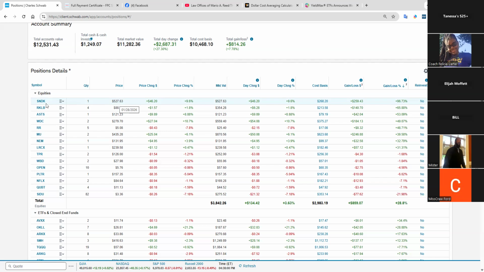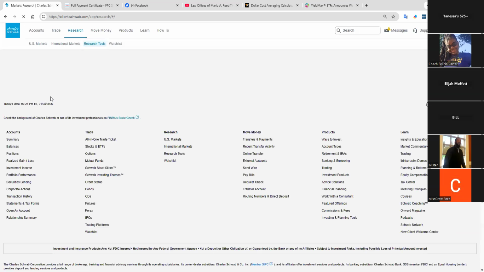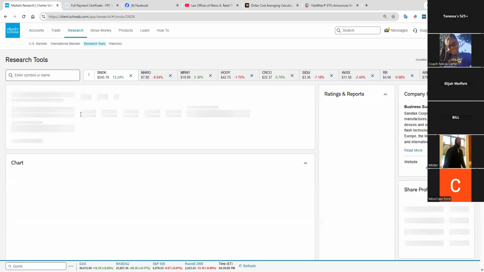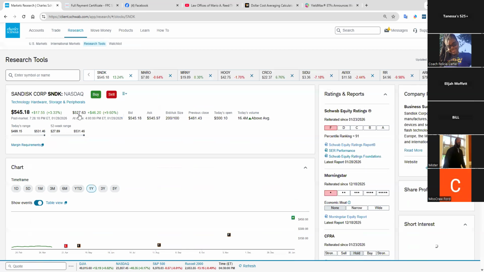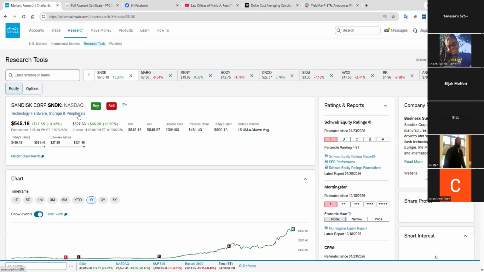So it's a no-brainer. We're going to get another share of SanDisk. And a lot of people will say, well, it's already $528. How much higher can it go? It was $24 this time last year. So if it can go from $24 to $545 in less than a year, there's a possibility it can go all the way up to $10,000. Who knows? I'm not going to fight it.